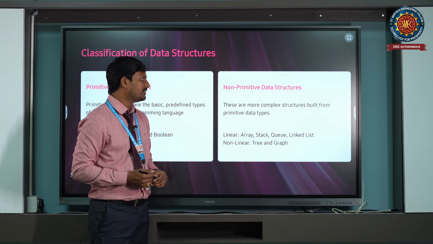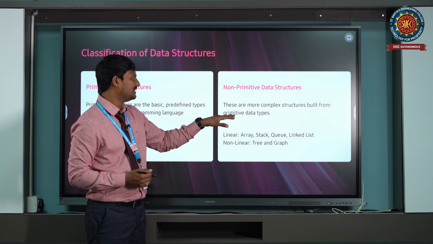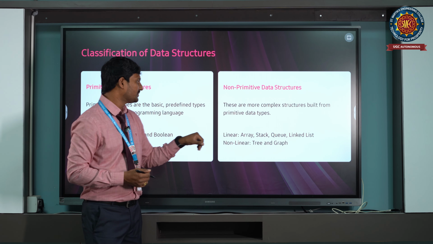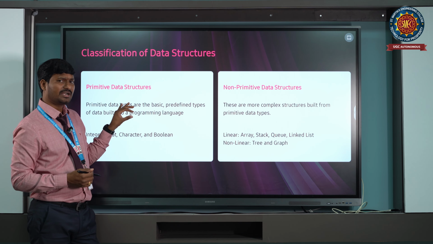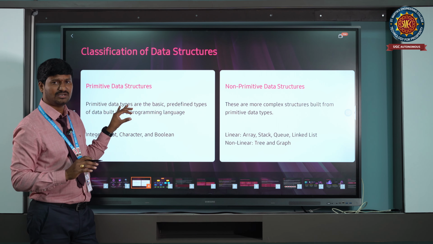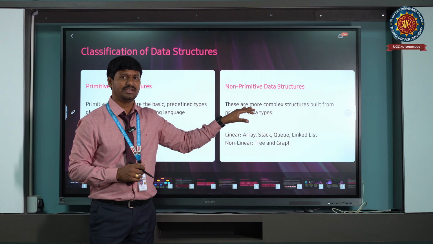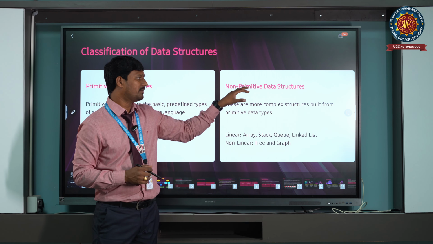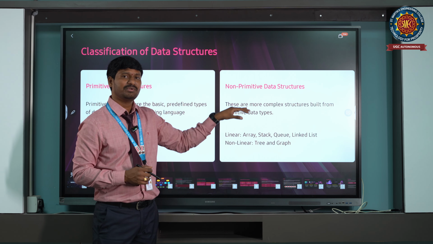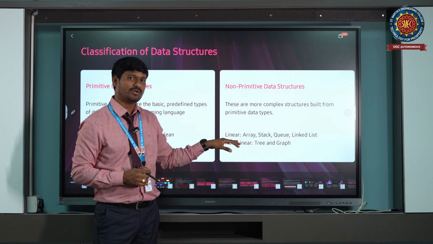Coming to the non-primitive data structures, they are more complex structures built from primitive data types. The primitive data types are used only for basic kinds of programming. But if you are going to develop any complex applications, you compulsorily have to go for the non-primitive data structures. So what are the examples of non-primitive data structures?